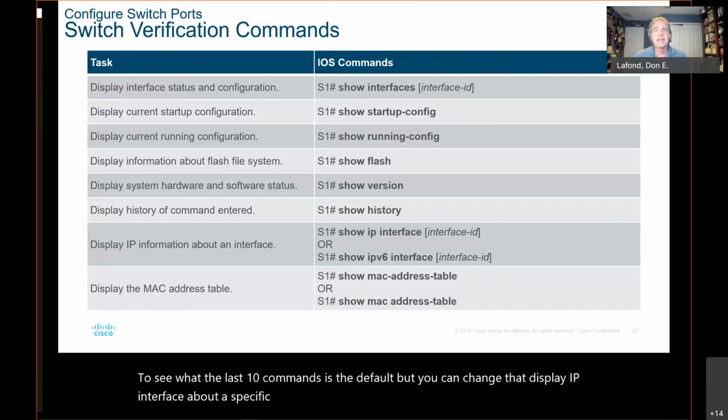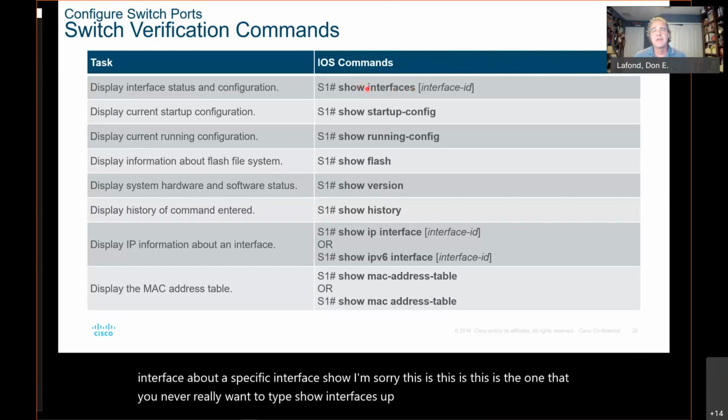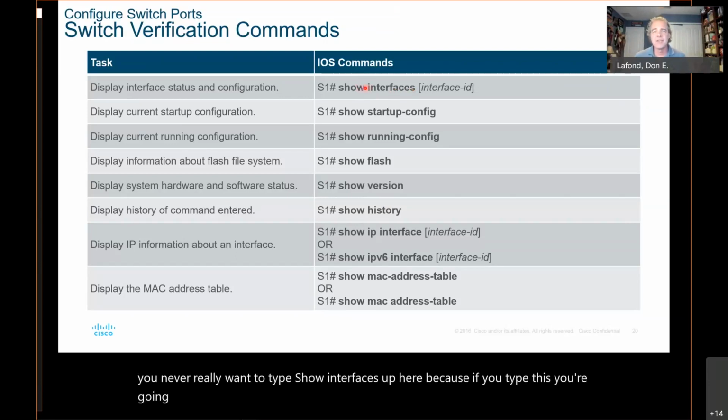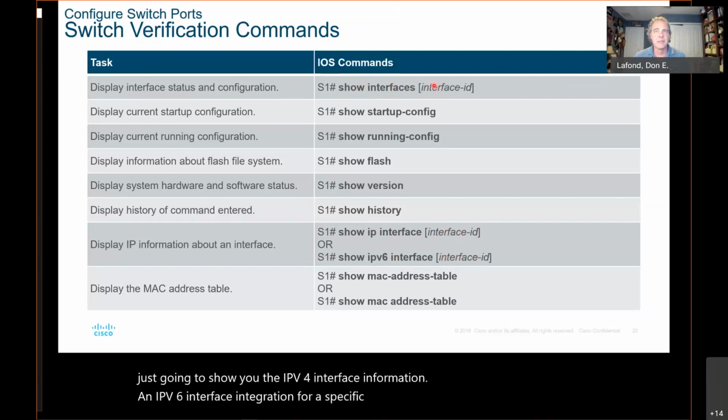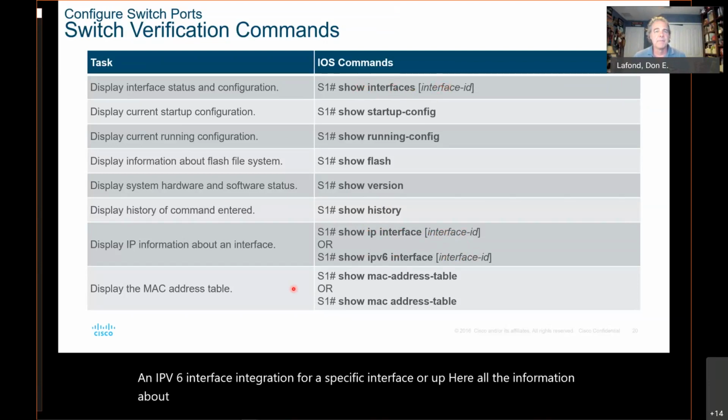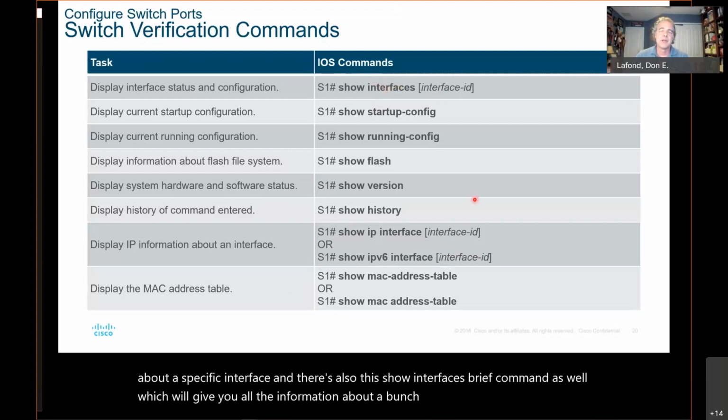Show interfaces is the one that you rarely want to type up here, because if you type this, you're going to get a lot of information. If you just want a specific interface, here's where you put in an interface and then IP. That will show you the IPv4 interface information, or IPv6 interface information, for a specific interface. Or up here, all the information about a specific interface. And there's also the show interfaces brief command, which will give you all the information but condense it, right?